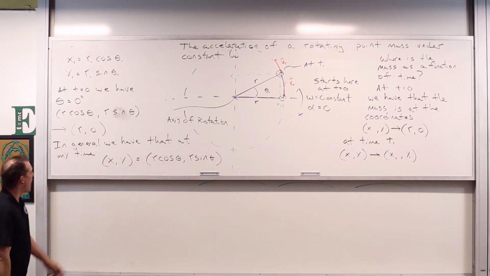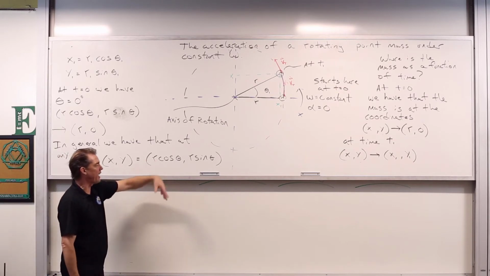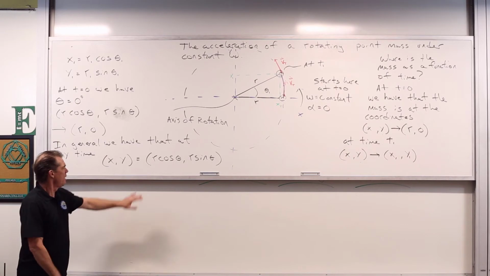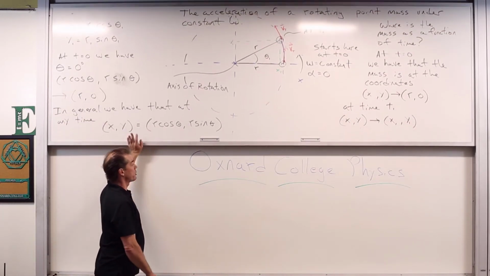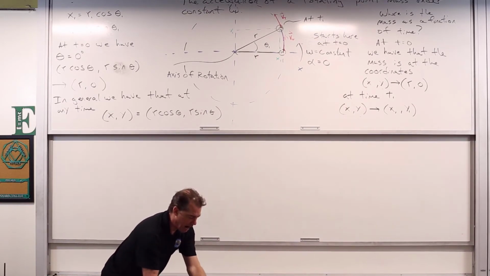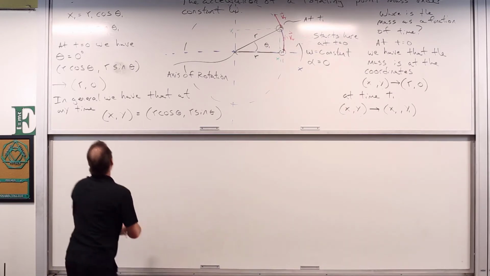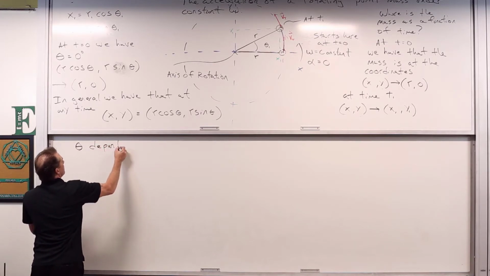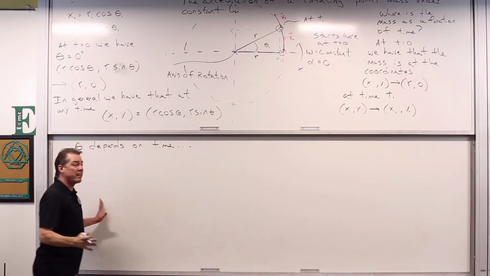So we have that at any time we can write the ordered pair x, y, its position, as r cosine theta, r sine theta. But where's the time in there? I don't see any time. r is not changing with time. What's changing with time? Theta is changing with time. So that's what we need to extract out of this, and then we are on our way to good stuff. Theta depends on time. How does theta depend on time?